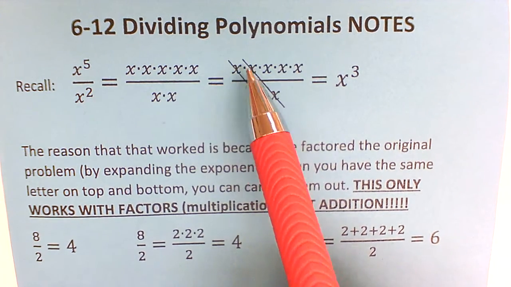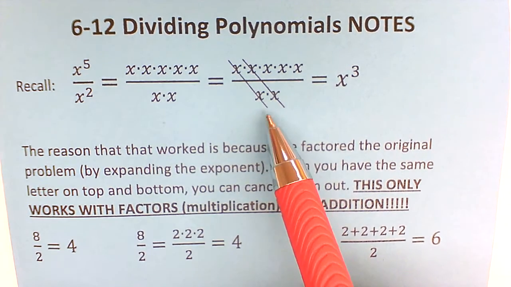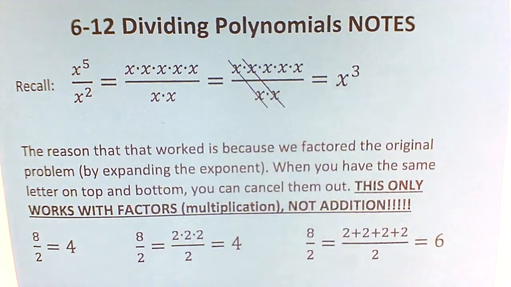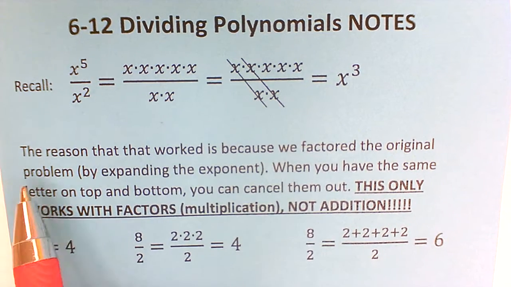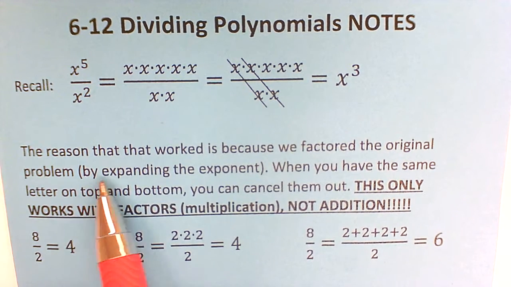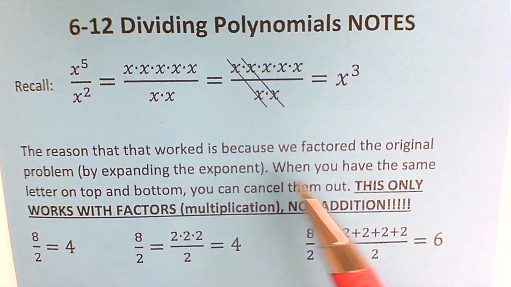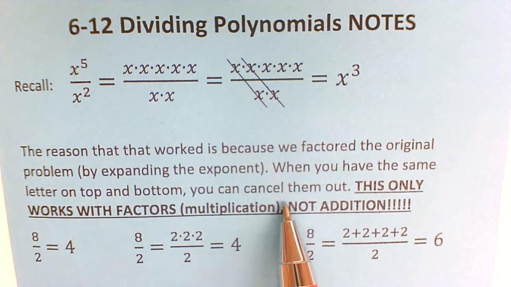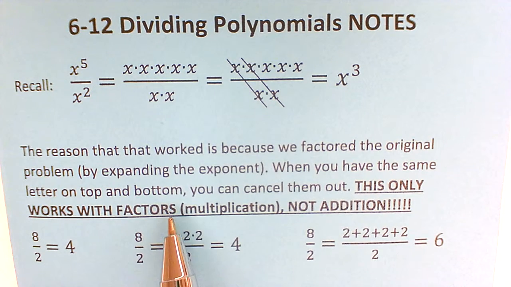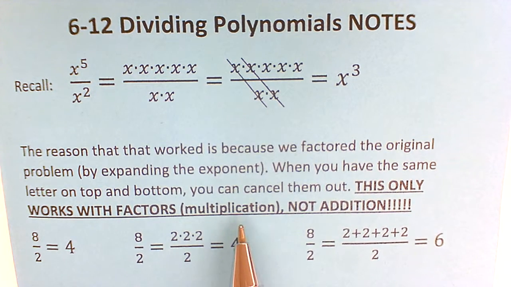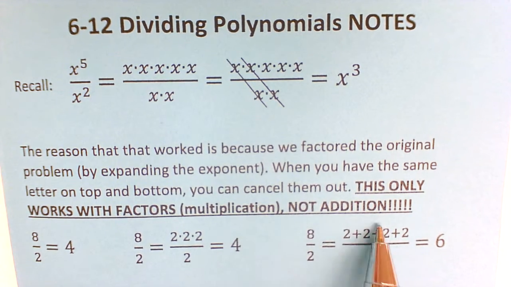And when you have the same letter on top and bottom of a fraction bar, they cancel each other out, and however many are left is your answer. So the reason that worked is because when we factored out the original problem, that was expanding the original exponent. When you have the same letter on top and bottom, you can cancel them out. But you have to be careful because this only works with factors, which is talking about multiplication, not addition.